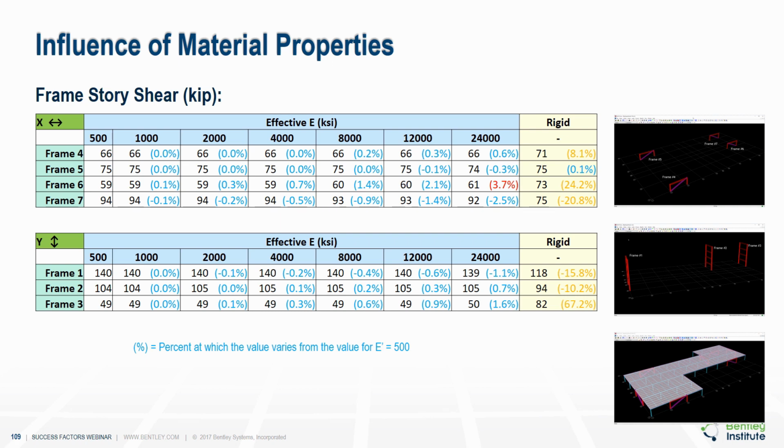So even if my effective E is varying by a factor of 48 times between E of 500 and E of 24,000, my frame story shears only differ by 3.7%, which tells me that for frame story shears, the analysis is not sensitive to the effective E.